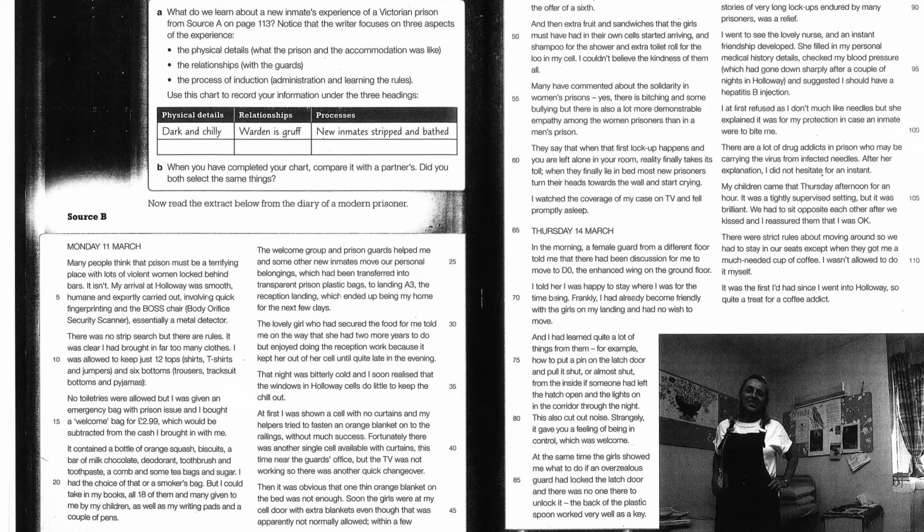The welcome group and prison guards helped me and some other new inmates move our personal belongings, which had been transferred into transparent prison bags, to landing A3, the reception landing, which ended up being my home for the next few days. So we've now got this contrast with, it's described as the welcome groups, and the prison guards are very helpful. You know, they're moving the personal belongings. She refers to this as her home. It's a much different atmosphere.